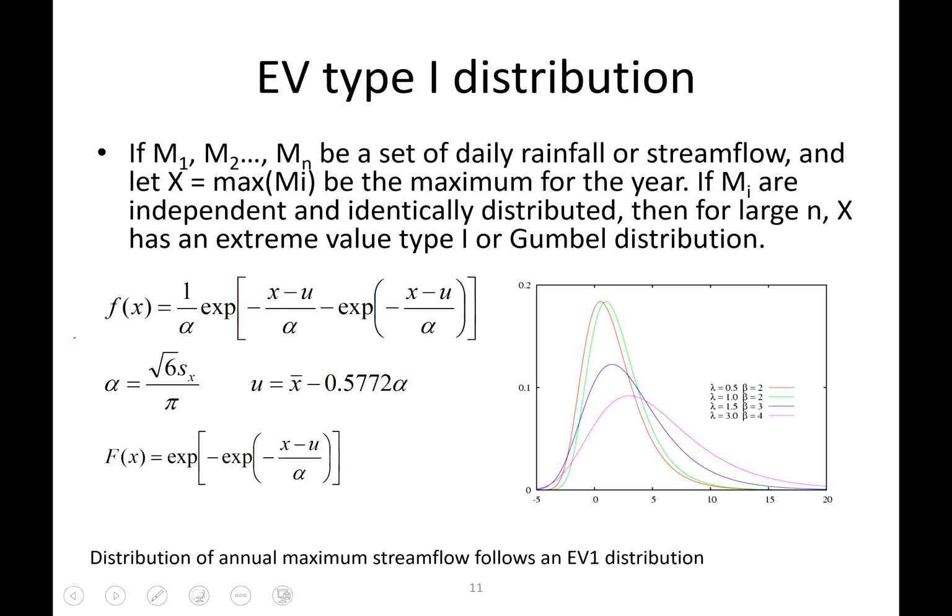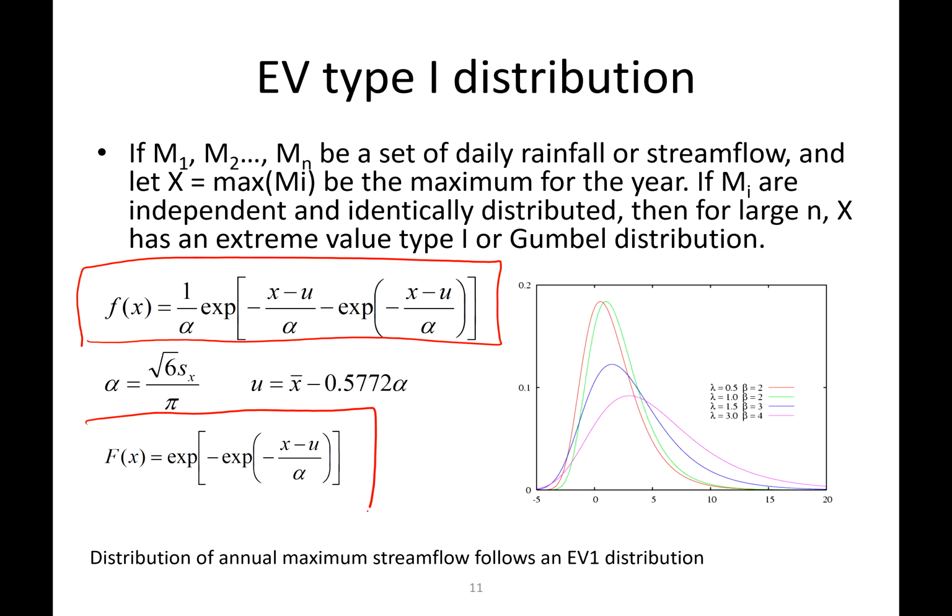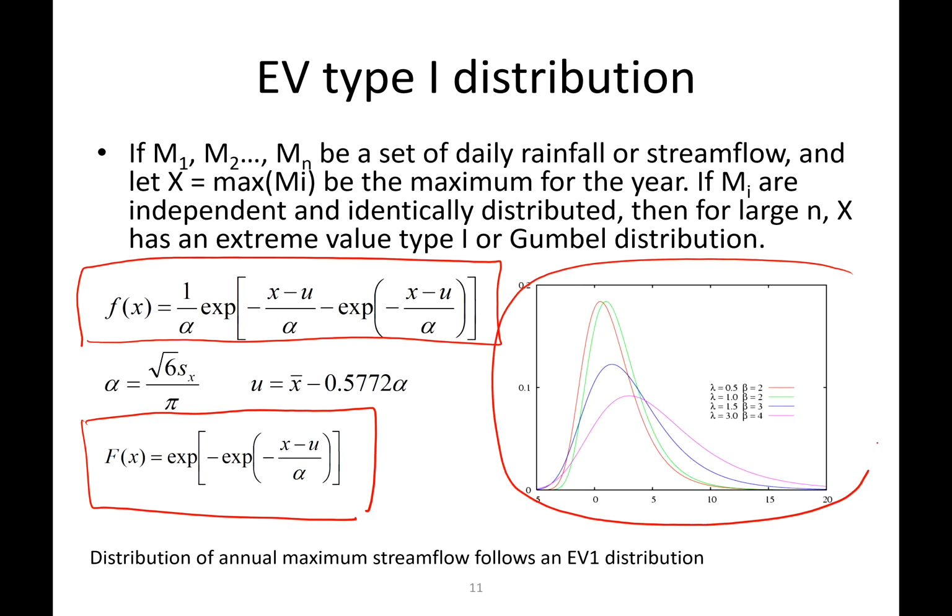So what you see on this slide is the expression for the probability density function for EV1, and this is the cumulative density function. On this picture, you just see the probability density function. The CDF corresponding to that will look something like this. So this will be 1.0, and the expression for this CDF is given by this.